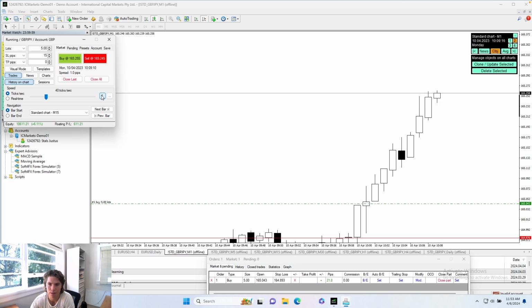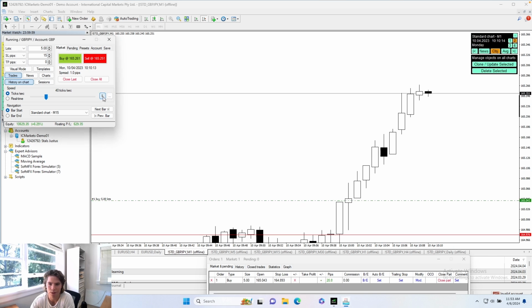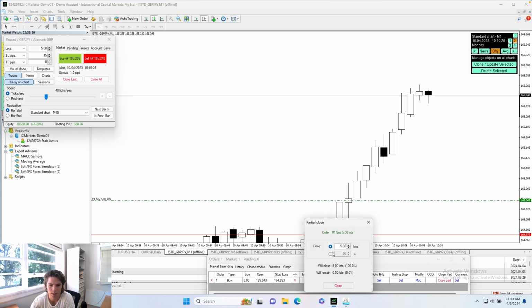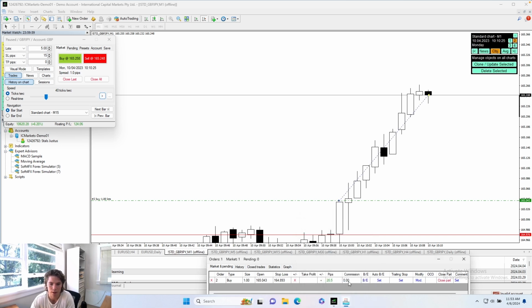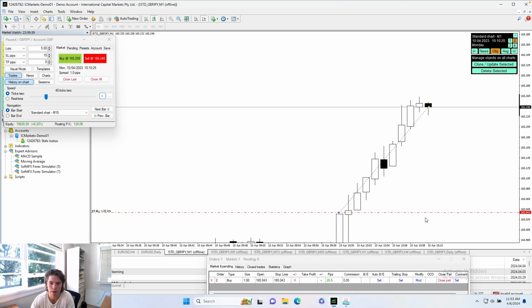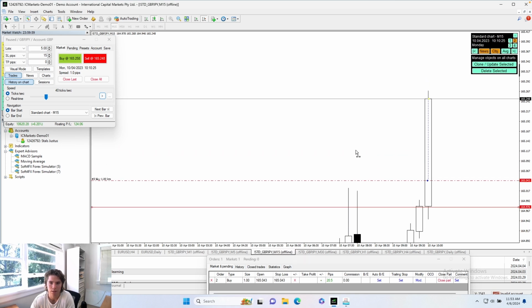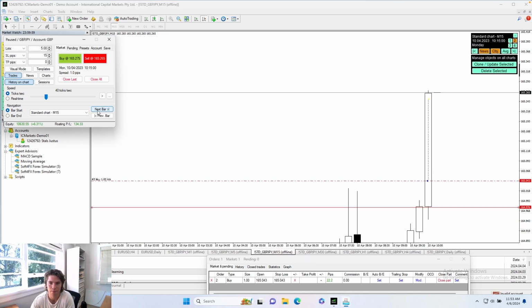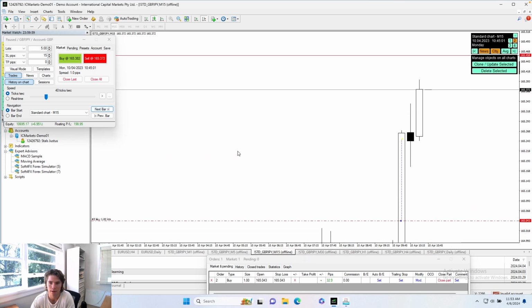So if we get a strong rejection, we're done, right? Okay. If this breaks the low, we're out. There we go. We're out. We could close 80% because ultimately there's no real reason to close, and we're still pushing nicely, but we're at break even. Let's see if we can get some runners, right? Nice.